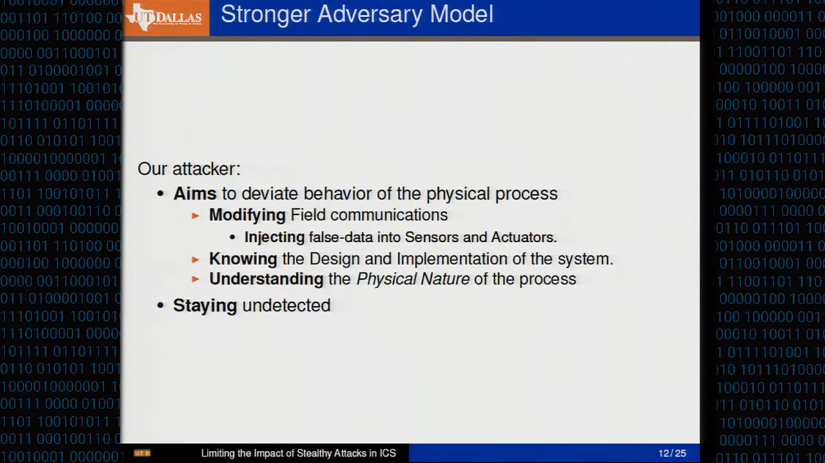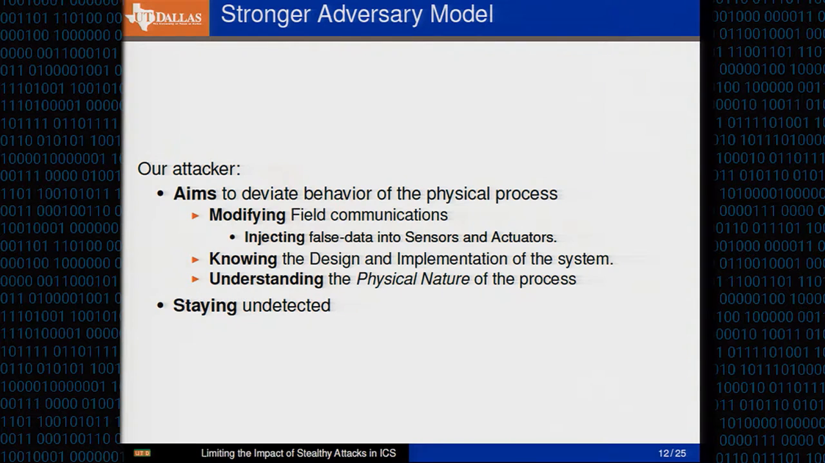Therefore, let's start defining a stronger adversary model, assuming that this attacker wants to take control of the physical process by compromising the sensors and actuators. But also, let's assume that the attacker has complete knowledge about the system. That is, he knows the physical process and how it behaves. Also, he knows the detection statistic that we selected. He knows the prediction model that we adjusted to the physical behavior of the process. And he also knows the detection threshold.